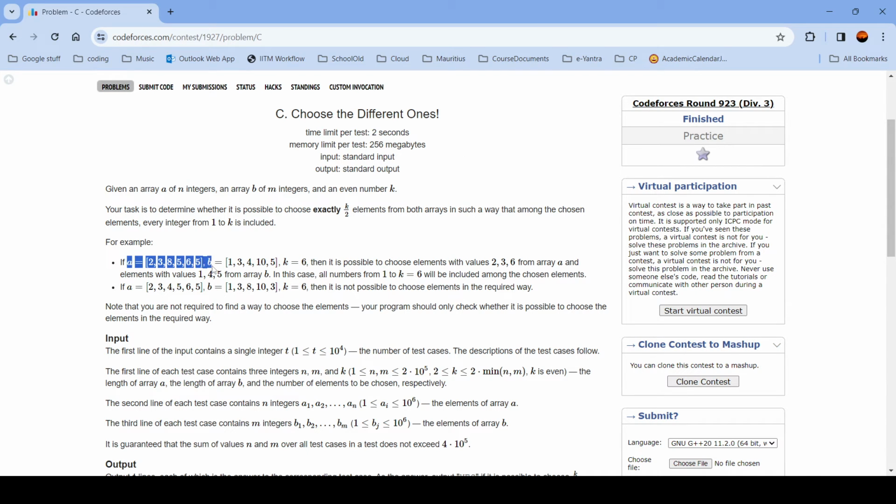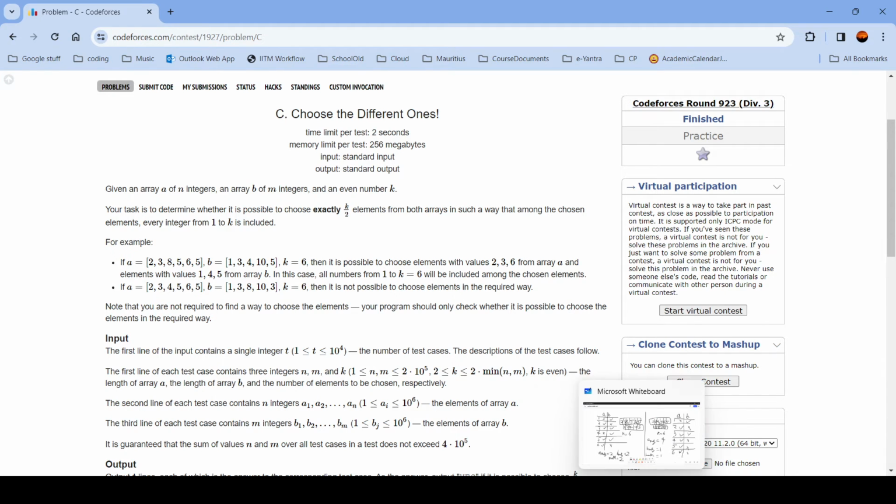We have A to be this array and B to be this, and k is 6. So here we can take the numbers 2, 3 and 6 from A and the numbers 1, 4 and 5 from B, so that when combining we get all integers from 1 to 6. But in this case we cannot do any such thing. So our job is to just find out whether we can or we cannot, and print a yes or a no.